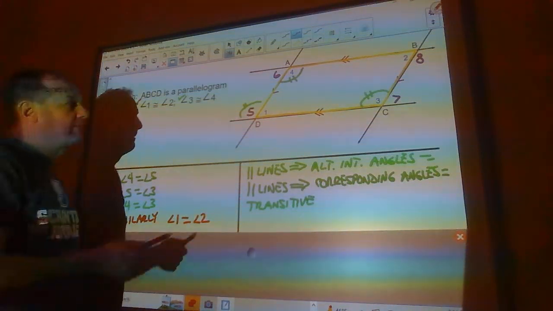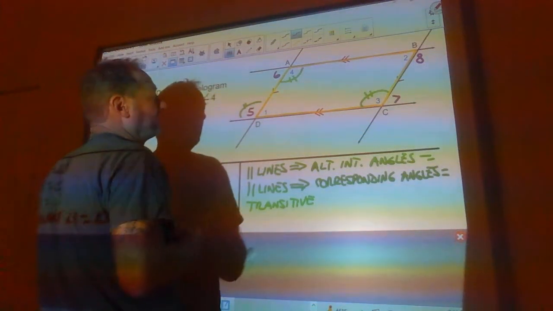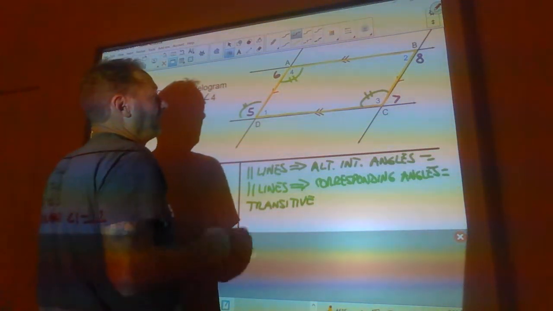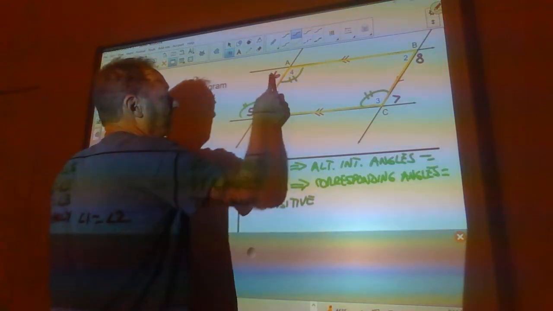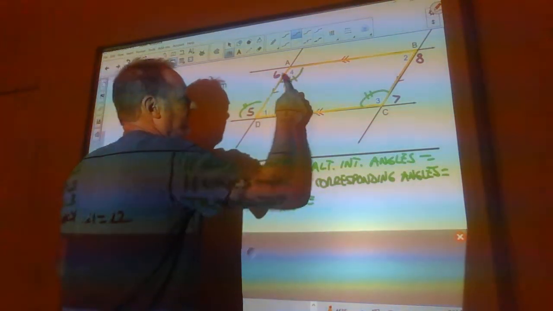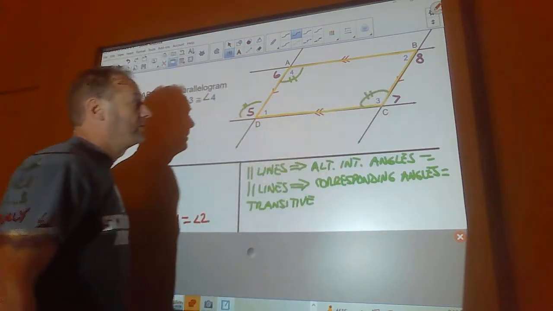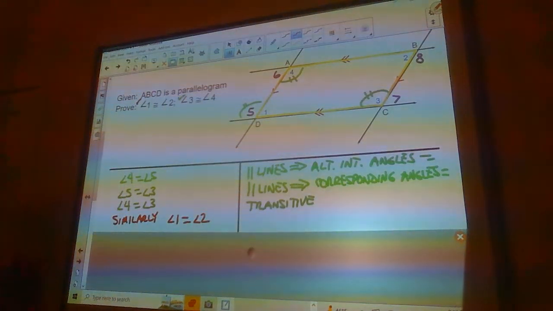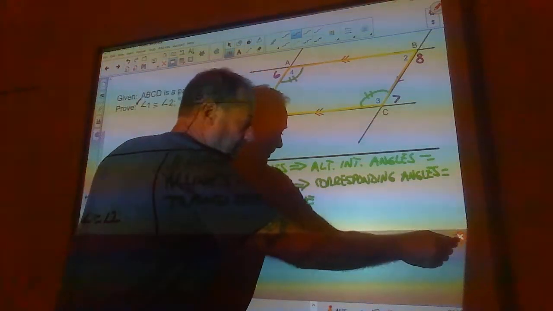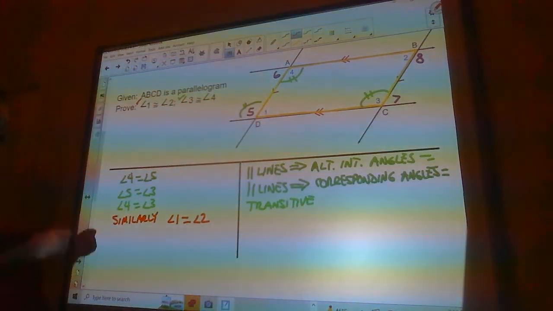Okay, so on that one, if I really wanted to prove it, I would say, well, angle 1 and angle 6 are equal because they're alternate interior angles. Angle 6 is equal to angle 2 because they're corresponding angles. Angle 1 equals angle 2 by transitive. Okay.